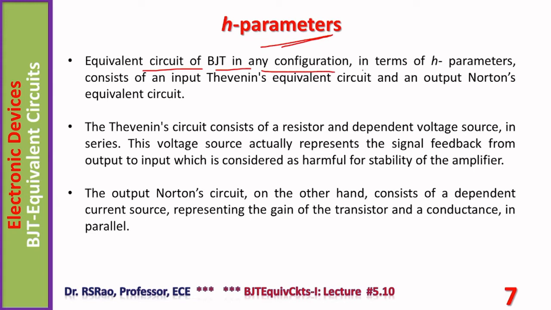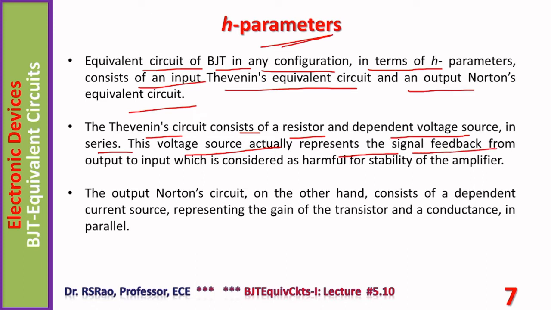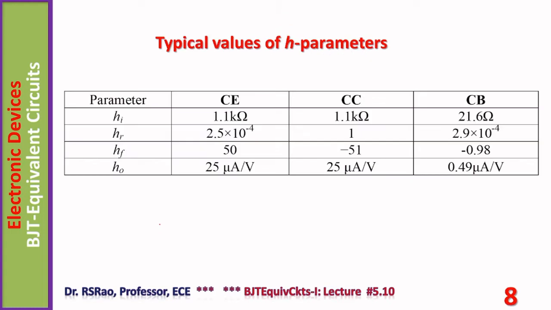The equivalent circuit of a BJT in any configuration in terms of H parameters consists of an input Thevenin equivalent circuit and an output Norton's equivalent circuit. The Thevenin circuit consists of a resistor and a dependent voltage source. We have seen in all three cases it is so. In series, this voltage source actually represents the signal feedback from output to input, which is considered harmful for the stability of the amplifier. The output of the source depends upon the output voltage of the transistor. So some feedback is built into the equivalent circuit, which leads to instability, which is harmful. The output Norton circuit, on the other hand, consists of a dependent current source representing the gain of the transistor and a conductance in parallel, H naught.